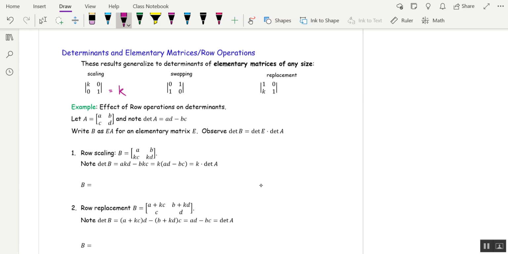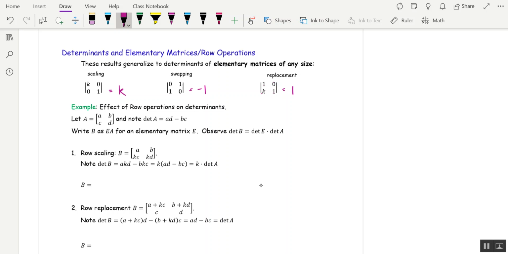The determinant of this matrix is 0 minus 1, which is negative 1. Row replacement, the determinant is 1 minus 0, which is 1. Now that generalizes. If you take an elementary matrix that's a 3 by 3, the row replacement one will have determinant 1. The swapping will always have determinant negative 1. And scaling a row by k will always have determinant k.